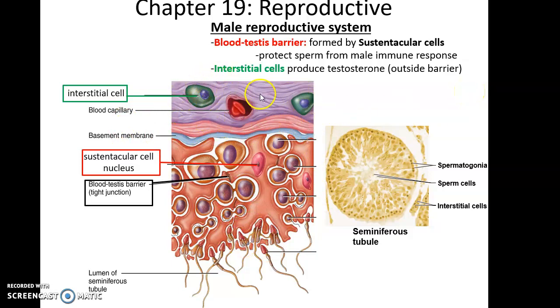Also found outside of this blood-testis barrier are interstitial cells. These interstitial cells produce the hormone testosterone. They are outside of the barrier because that hormone needs to enter the bloodstream, and the blood vessels are outside of that barrier.